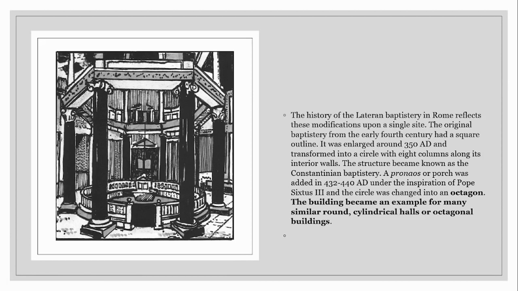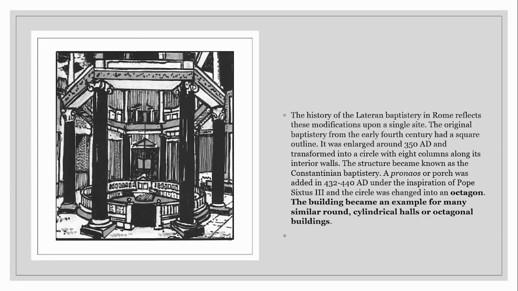Now, the history of the Lateran baptistry in Rome reflects these modifications upon a single site. The original baptistry from the early 4th century had a square outline. It was enlarged around 350 AD and transformed into a circle with 8 columns along its interior walls. The structure became known as the Constantinian baptistry. A pronaos, or porch, and apologies for my pronunciation as always, was added in 432 to 440 AD under the inspiration of Pope Sixtus III, and the circle was changed into an octagon. The building became an example for many similar round cylindrical halls or octagonal buildings.